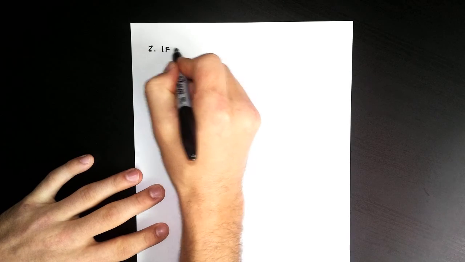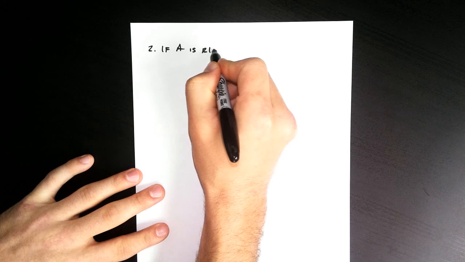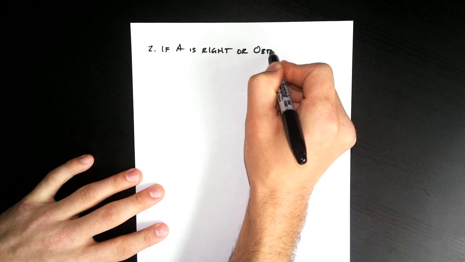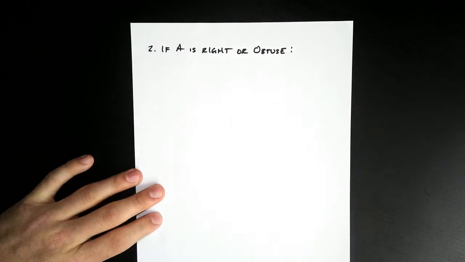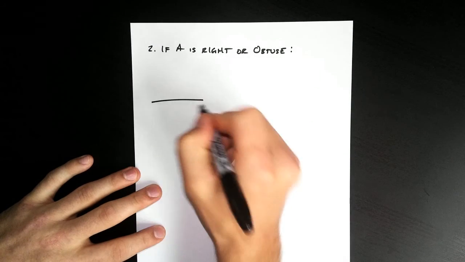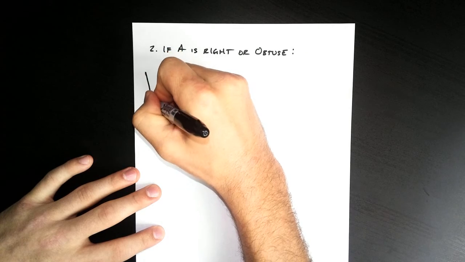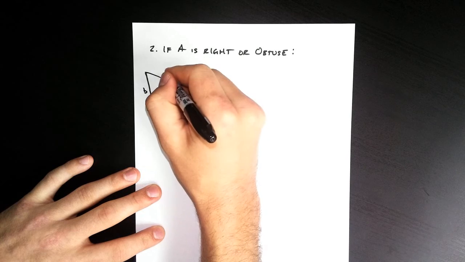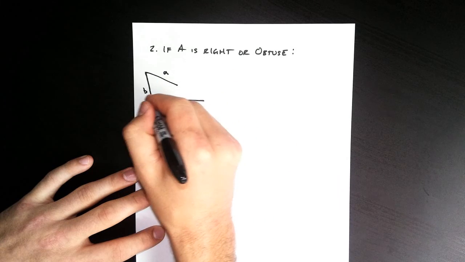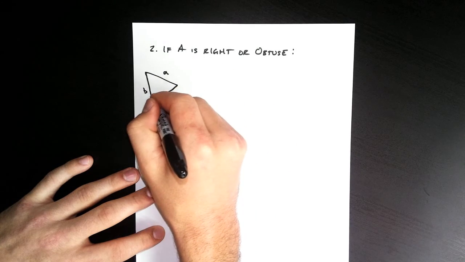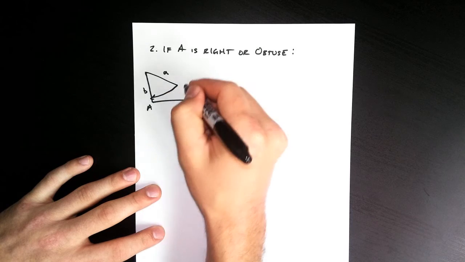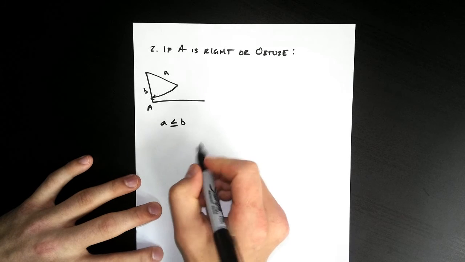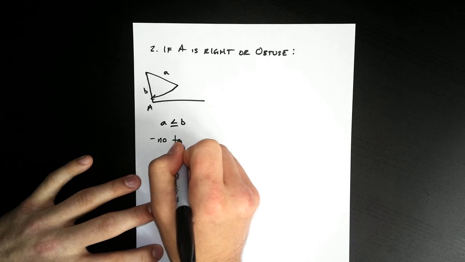So if A is right or obtuse, we either have no triangle, so let's make this an obtuse angle. There's B. Okay, so now if A is smaller than B, when we try and swing that through, it's never going to meet up with that last side. So if A is smaller than B, or equal to B, we get no triangle.